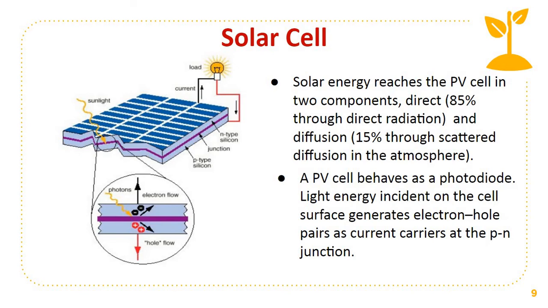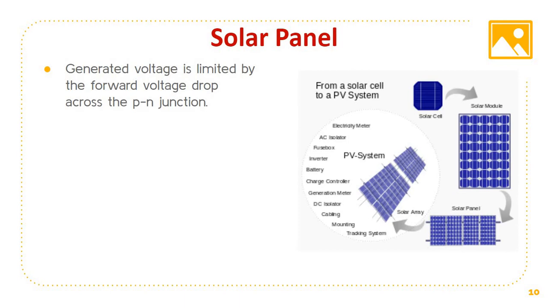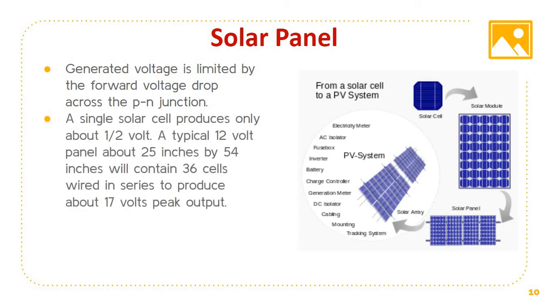So the PV cell behaves as a photodiode. Light energy incident on the cell surface generates electron hole pairs as current carriers at the PN junction. Now the generated voltage is limited by the forward voltage drop across the PN junction. So typically you know that the forward voltage is something like 0.3 or 0.6. So normally we get only about half a volt from a typical solar cell.